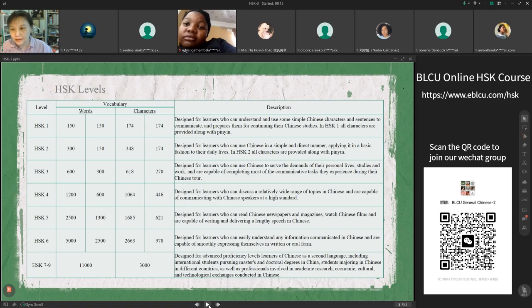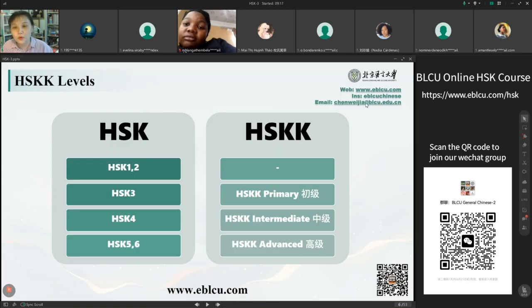Okay, and also for HSKK, or the speaking test, here goes the requirements. For HSK1 and HSK2, you don't need to do HSKK, you don't need to do the speaking test. But starting from HSK3, you need to do HSKK, or speaking test. The speaking test has 3 levels: primary, intermediate, advanced, 初级, 中级, 和高级.